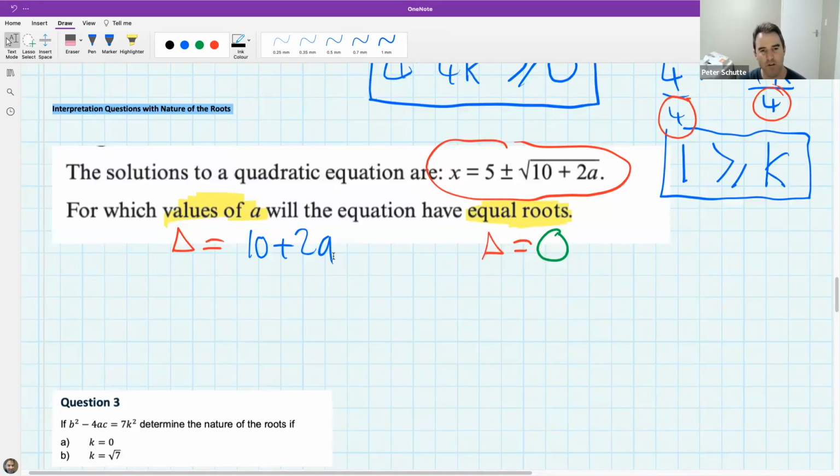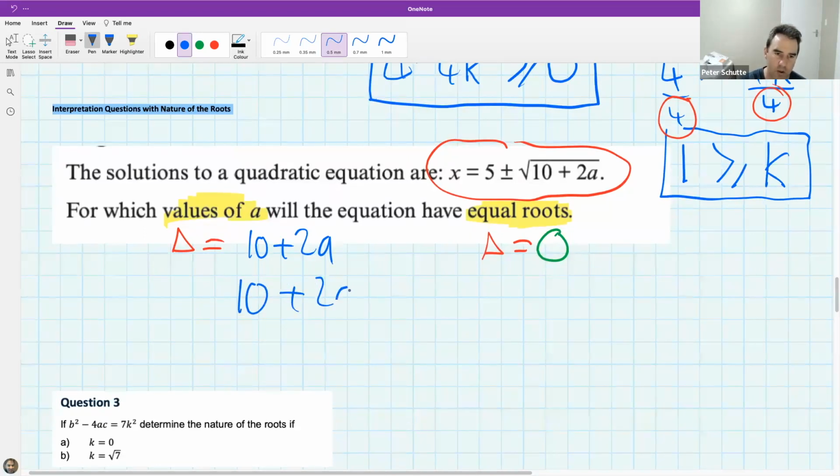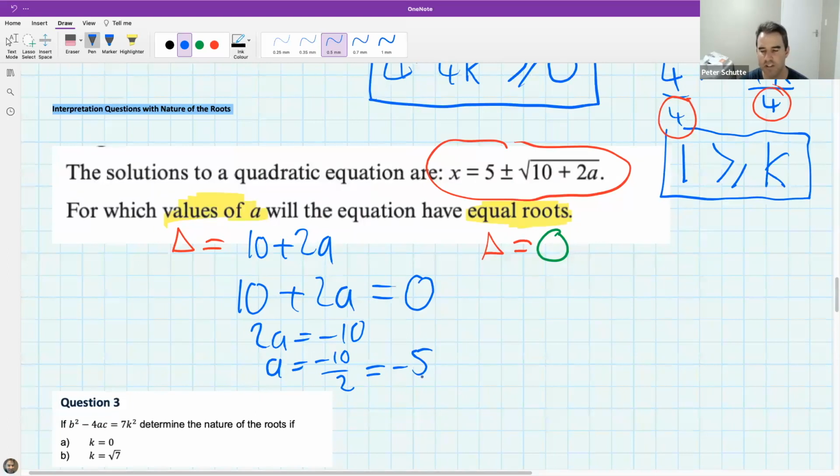For what values of a will the equation have equal roots? So Siyabonga, only if they say equal roots. So for equal roots, delta has to be 0, yes. So what we would say now is we say, well, this has to be true so 10 plus 2a has to be equal to 0 in order for the roots to be equal. So now I have to solve for a. And so you should get a is -5.